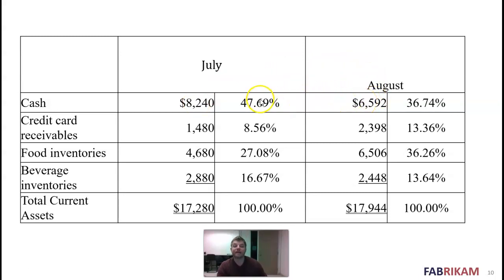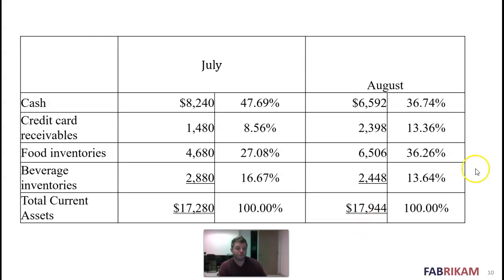Here we're looking at, we held 47.69% of our current assets as cash last July. Now we're only holding 36.74% of cash last July. We probably have, as a business, a number where we like to stay, a percentage where we like to stay at.